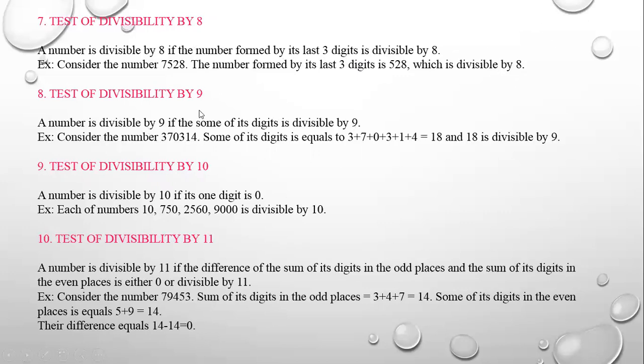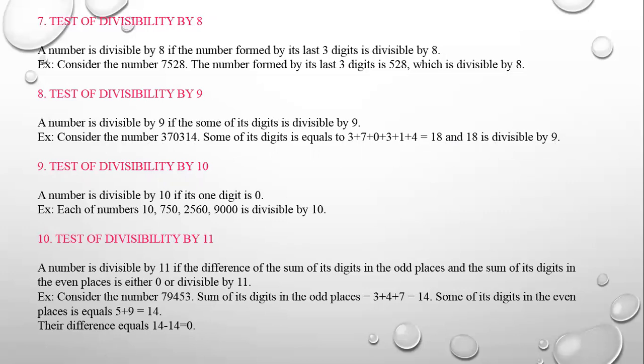Next is divisibility by 9. A number is divisible by 9 if the sum of its digits is divisible by 9. It's very simple. See the example here. This is the number 370314, and when you add these numbers, the sum is equal to 18, and the sum is 18, which is easily divisible by 9. So we can say that the number is divisible by 9.